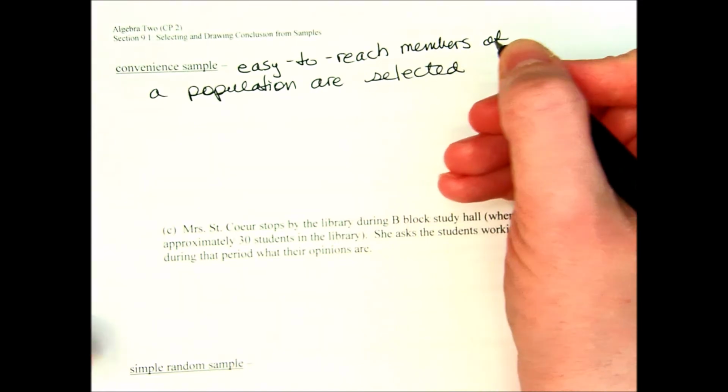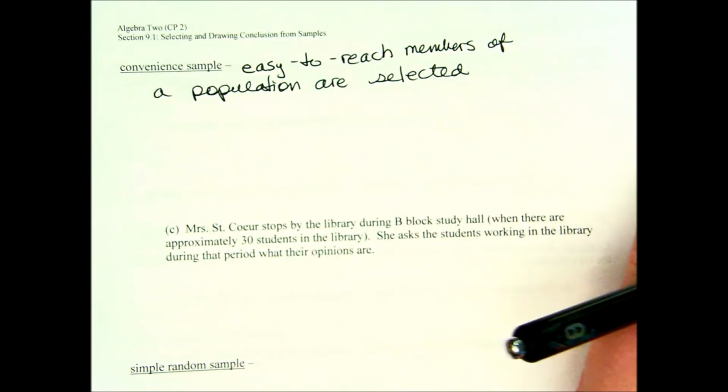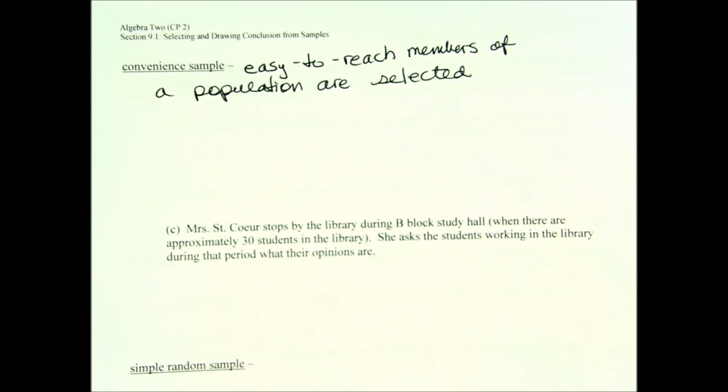In a convenience sample, easy-to-reach members of a population are selected. For example, Mrs. St. Kerr stops by the library during B block. There are 30 students in the library. She asks the students working in the library what their opinions are. She gives them that survey and gets the opinions of those 30 students.